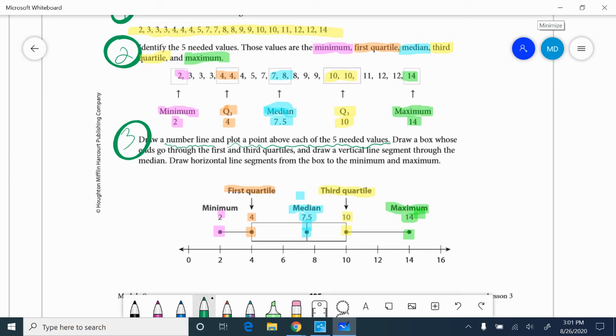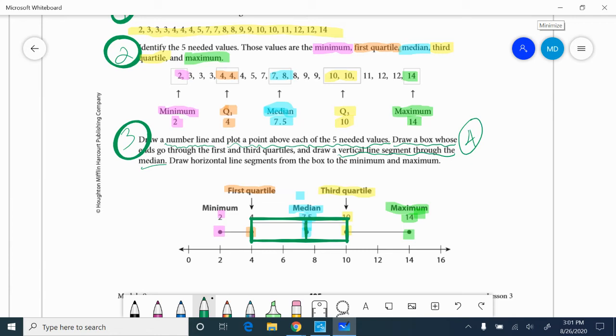Once you have those plotted, then you're going to draw a box. So this is kind of like the 4th step. Draw a box whose ends go through the first and third quartiles. That's what this box is right here. It's going through the first and the third quartiles. And you need a vertical line segment through the median. So then you have to have that piece going up and down right there.